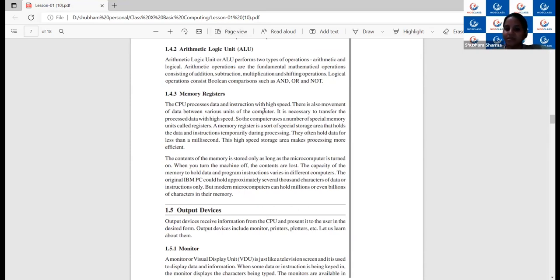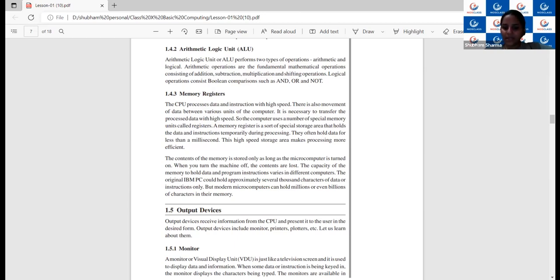So whenever we feed some input or instruction into the computer, there is a movement of that particular data between various units of the computer, right? It is necessary to transfer the processed data with high speed. Even the user wants to get the answers very rapidly. So the computer uses a number of special memory units called registers. So basically, registers are special memory units.